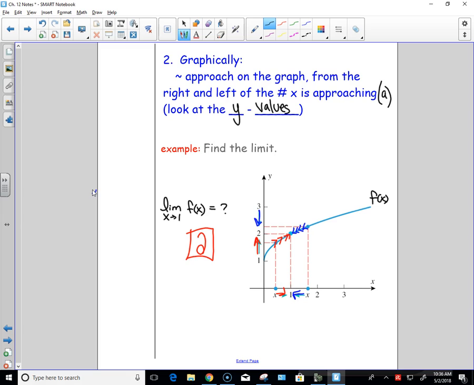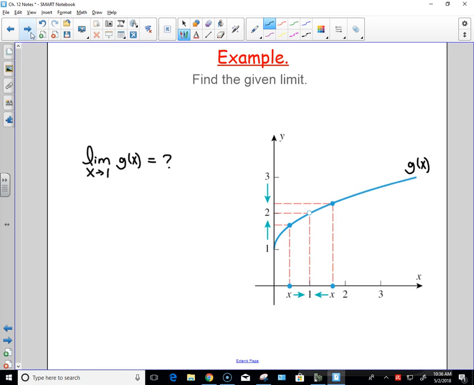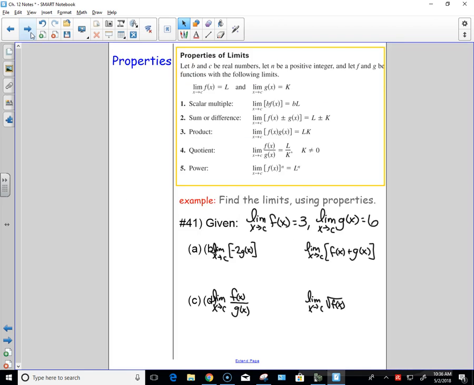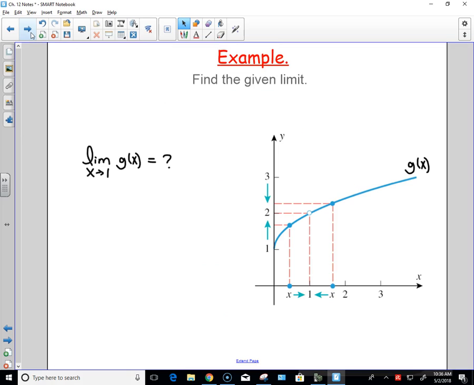So here's my question. What's the limit of this problem? It is 2. Why? Are they getting breakfast? No. But are they headed to the same place? Yes. So what's the limit? The approach, not the at. It's not answering the breakfast question. It's answering whether or not they're headed to the same place question.